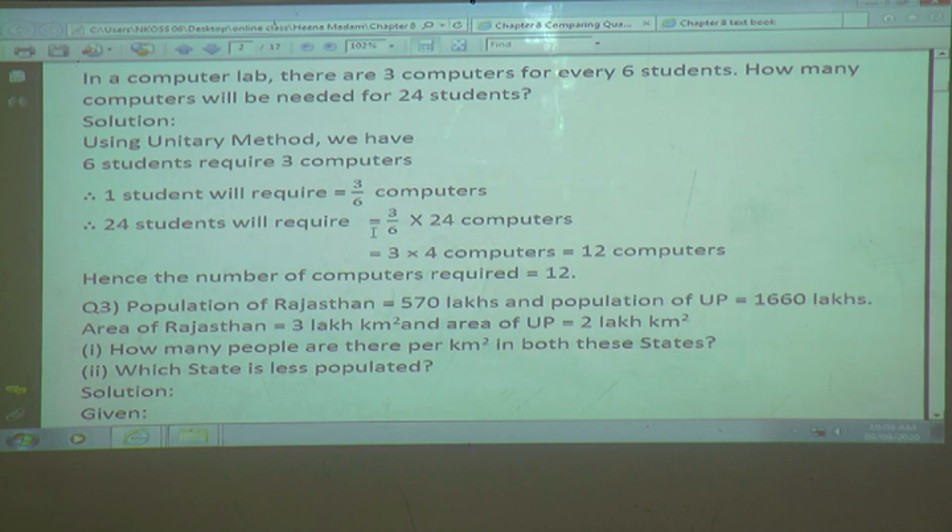Now it is very easy. You have already learned this type of multiplication, a fraction multiplied by a whole number; if it is possible to reduce, reduce it. So after reduction, 6 ones are 6, 6 fours are 24. So it is 3 multiplied by 4, which is nothing but 12 computers. So how many computers will be required for 24 students? 12 computers will be required. So the number of computers required is 12 for 24 students.